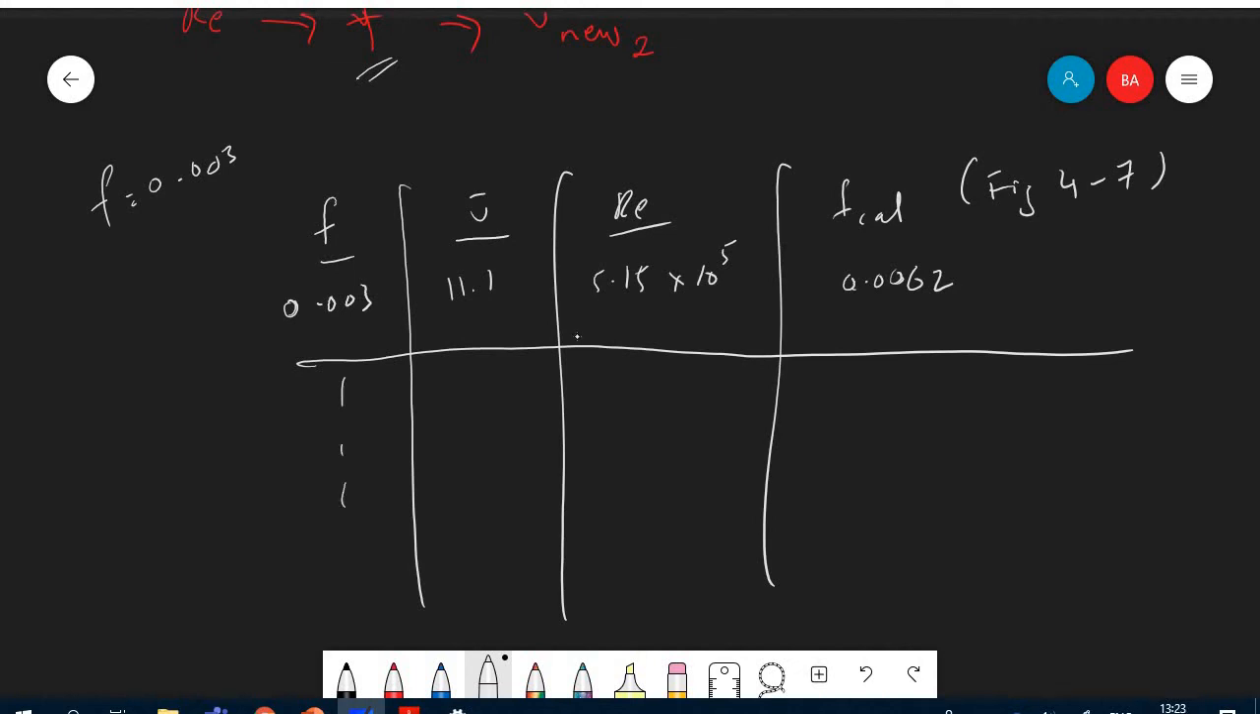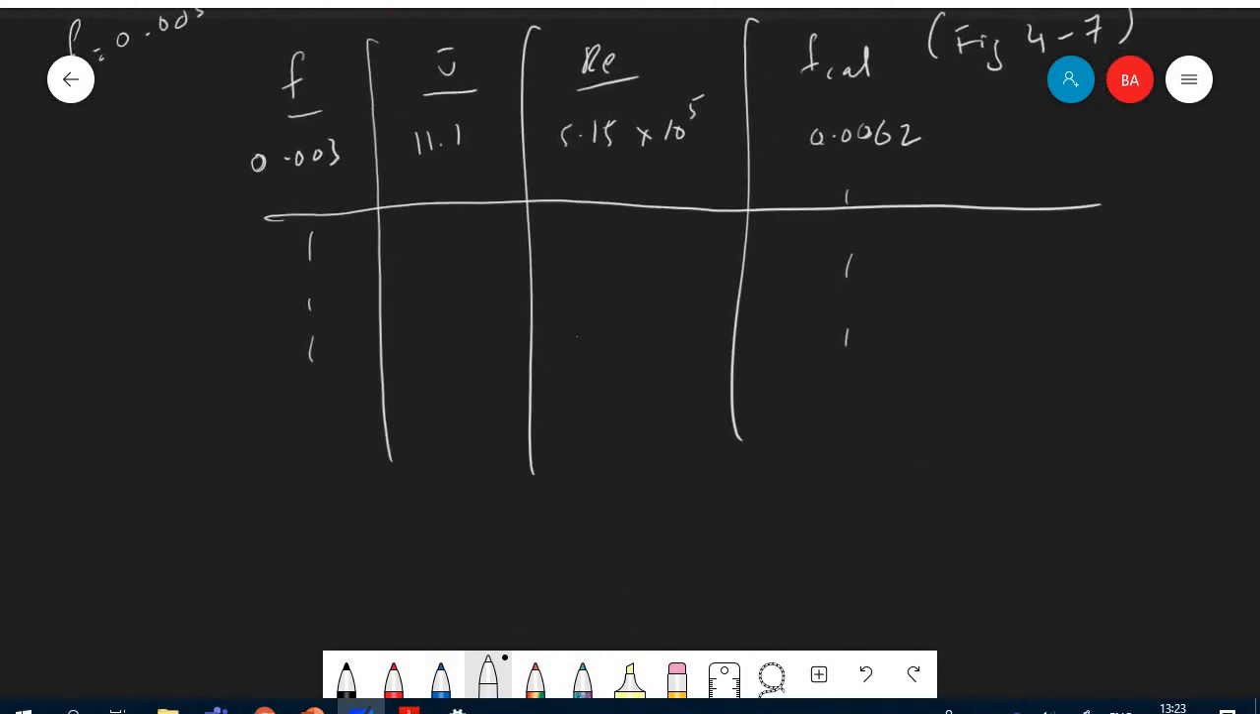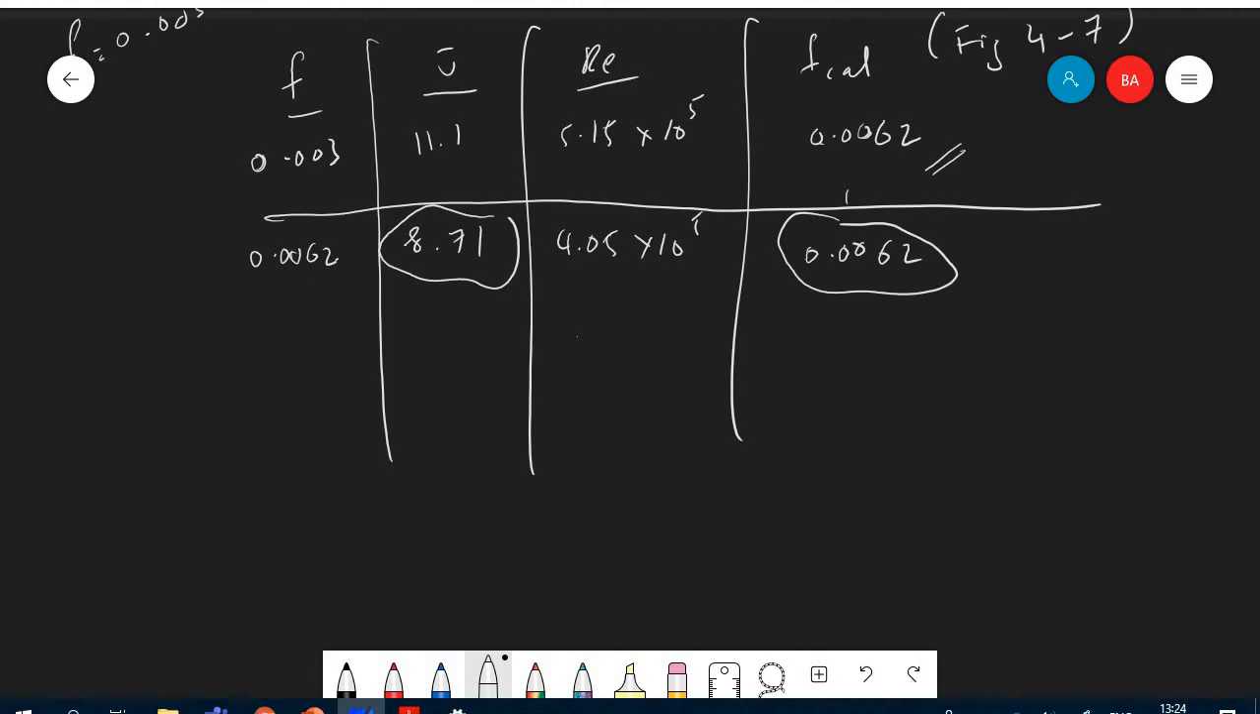So doing your iteration here, it looks like a very fast iteration because we already got the f calculated, in which if you substitute 0.0062, you're going to get this 8.71, and that will be 4.05 times 10 to the power 5, and then you're going to get your new f calculated, which is 0.0062. Oh my god, that looks exactly like the value that we have substituted here, and based on this we are going to say that this is my u, and this is my Fanning friction factor.